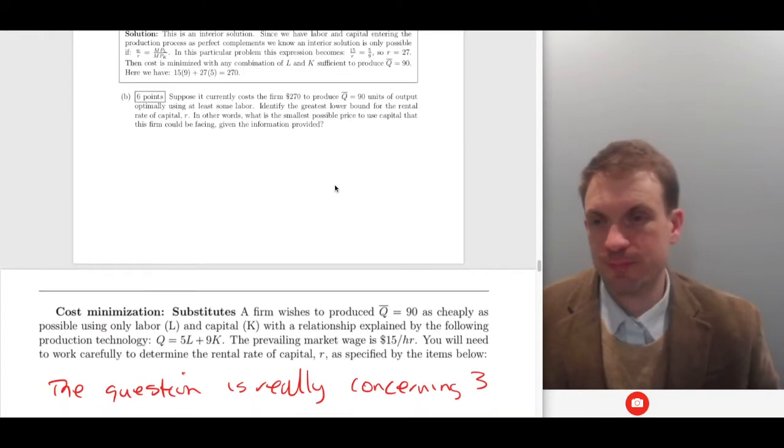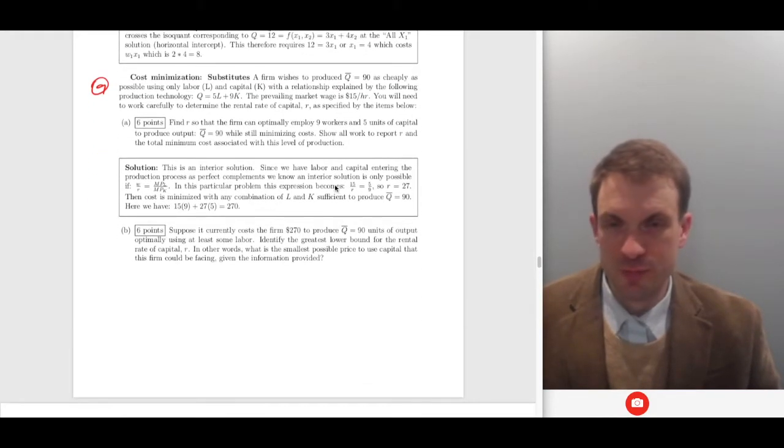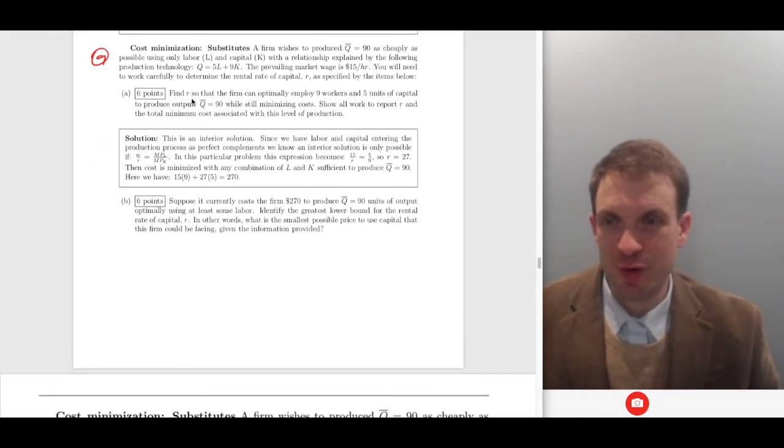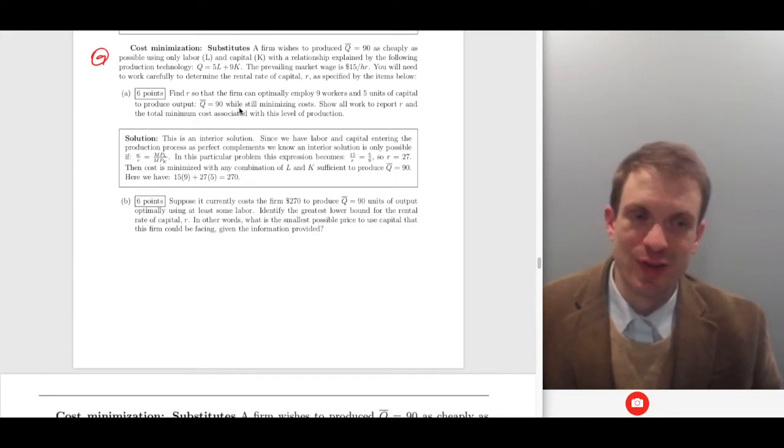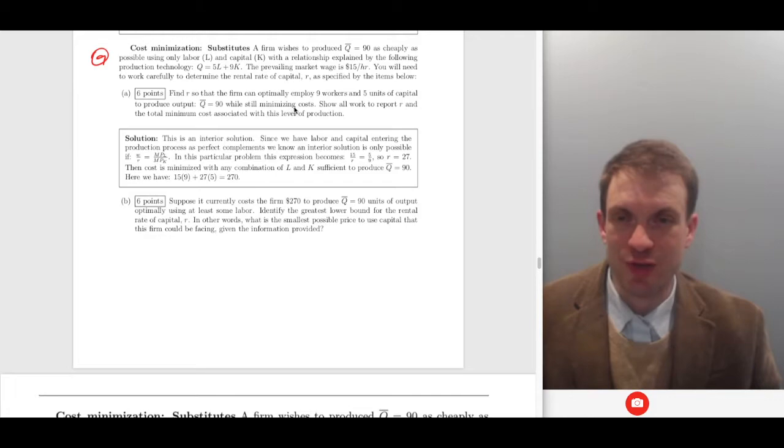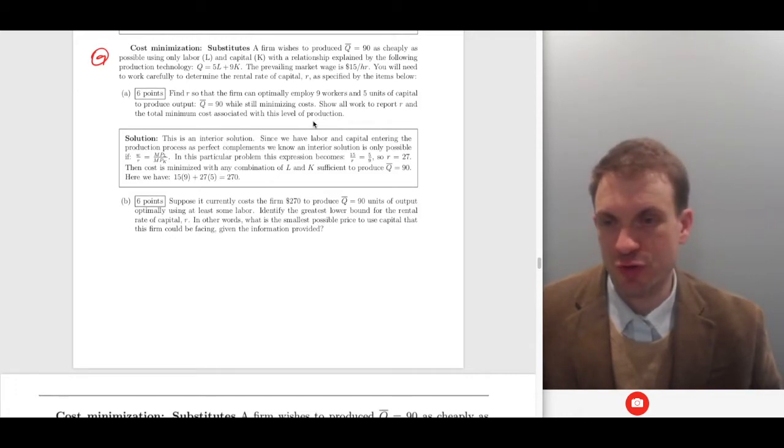Let's see, I had this not queued up in the right place. The question was asking us, what happens if we're optimally employing 9 workers and 5 units of capital to produce? Well, that's an interior solution. We're using positive amounts of both labor and capital for perfect substitutes. That tells us something suggestive about what the picture is going to be.